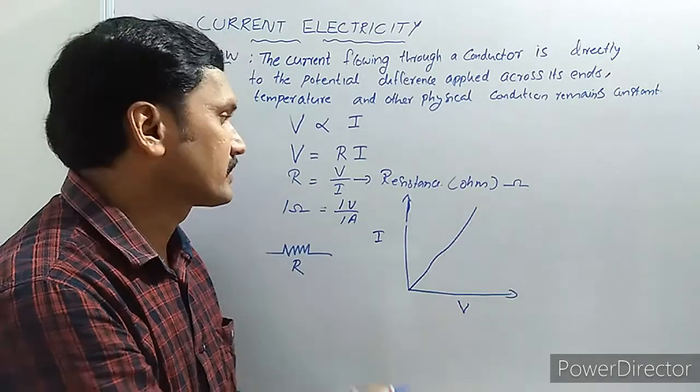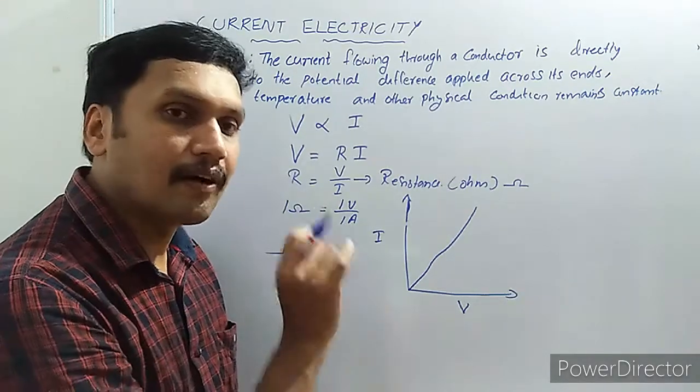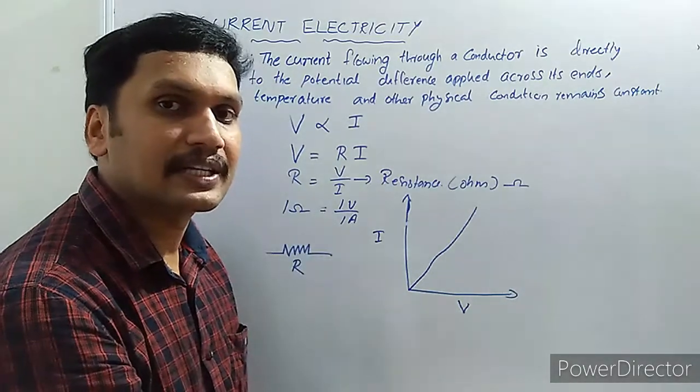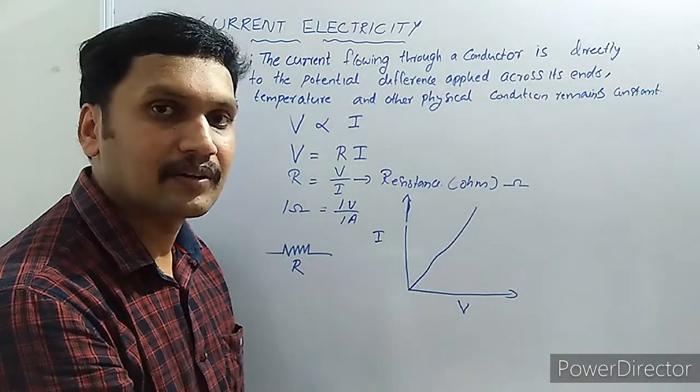A resistor is nothing but the opposition offered by the conductor to the flow of electric charges through it. Okay, thank you.